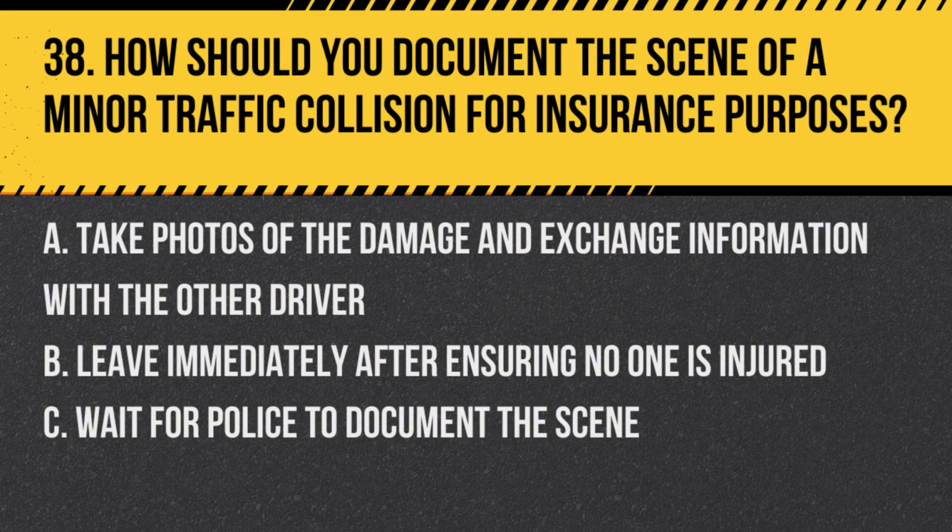Question 38. How should you document the scene of a minor traffic collision for insurance purposes? A. Take photos of the damage and exchange information with the other driver. B. Leave immediately after ensuring no one is injured. C. Wait for police to document the scene. Answer: A. Take photos of the damage and exchange information with the other driver. This documentation is crucial for insurance claims.